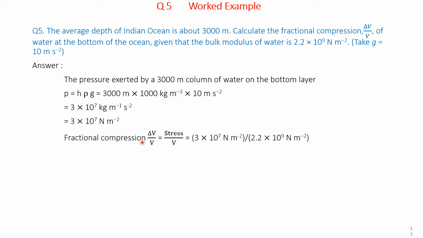Fractional compression is given by delta V by V, where delta V is the change in volume and V is the original volume. That is equal to stress divided by B, and hence we can substitute the values which we have calculated. P divided by B is 2.2 into 10 to the power of 9 newtons per meter square. So that we can find the value as 1.36 percentage. Please pause this video and do the calculations in detail.